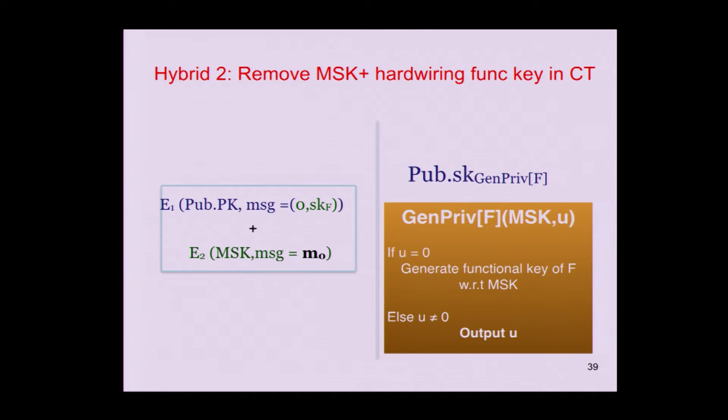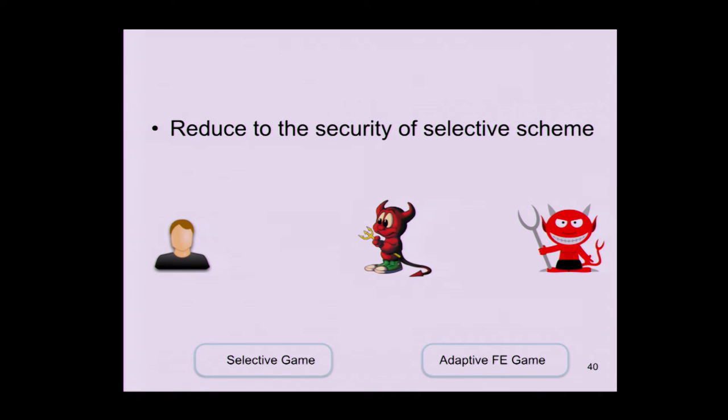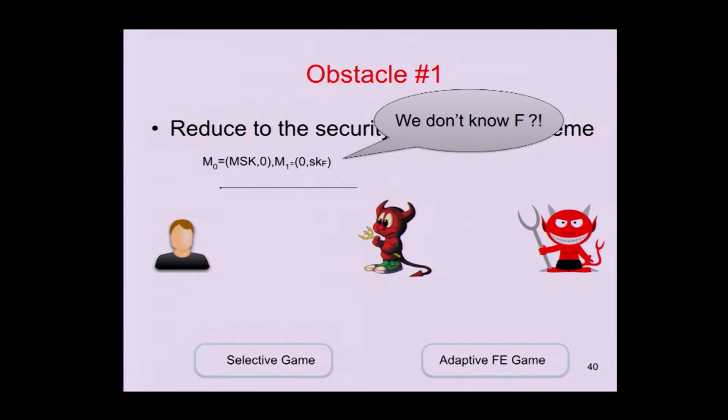Let's see whether this works or not. In order to show the indistinguishability of hybrid 1 and hybrid 2, we need to reduce that to the security of the selective FE scheme. In other words, there is an intermediate reduction which acts like a challenger to the adversary of the adaptive FE, but acts like an adversary in the game of the selective FE scheme. Note that since this guy is participating in the selective game, he needs to declare the messages in the beginning of the game itself. So what are the messages? The first message is MSK, 0, and the second message is 0, escape, the secret key of F. But what is F? We don't even know the function F at this point of time, right? So we are completely stuck here.